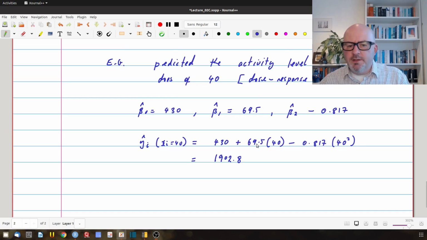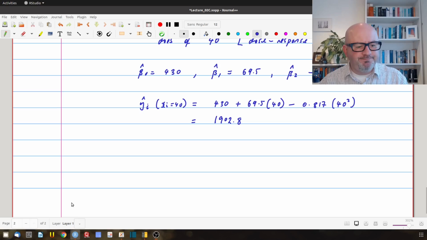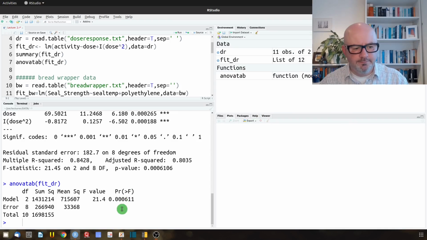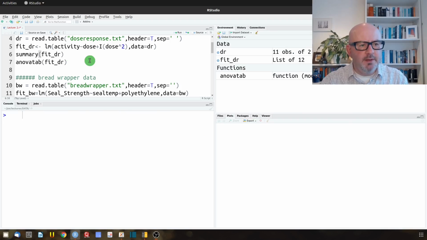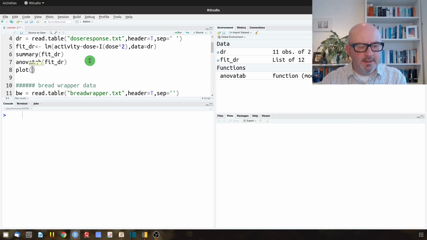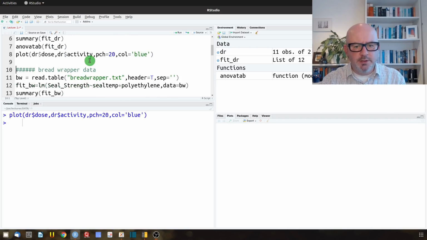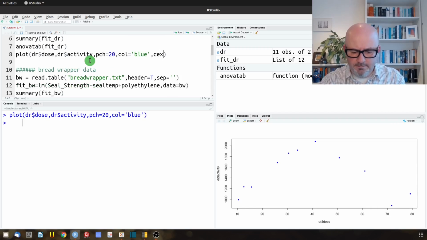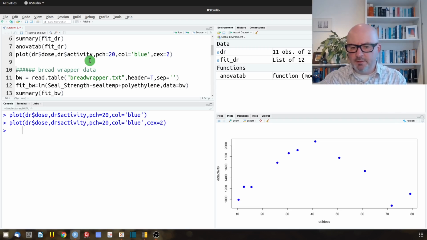Let's go back to R and see how that corresponds with the picture we drew of the fit to the dose response data. So what I'll do is I'll get a plot of this. Actually, it's the dose first, of course. Dose against Dior activity. I'll put in my usual solid circles as plotting characters, and make them a little bit bigger. There we go. So we have a reasonable plot of the dose response data again.